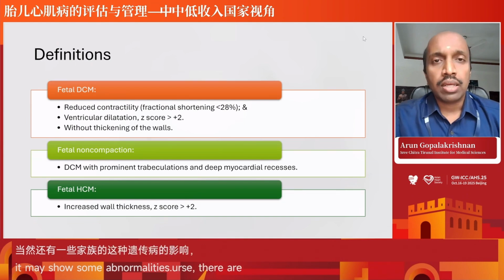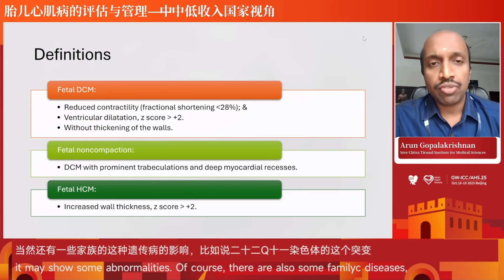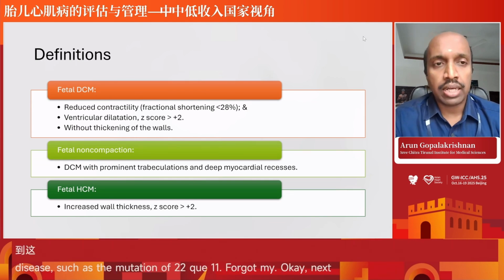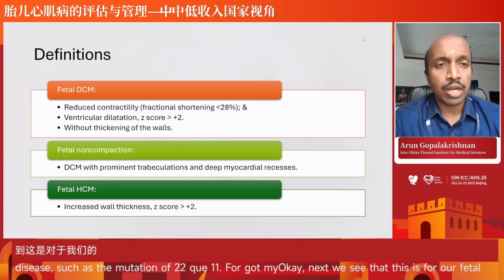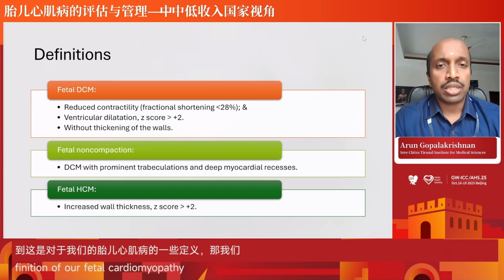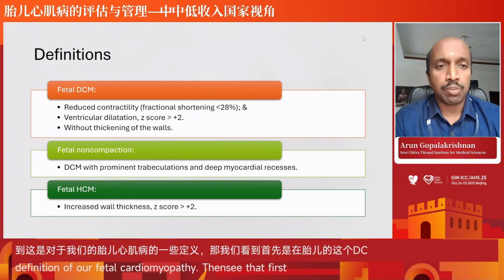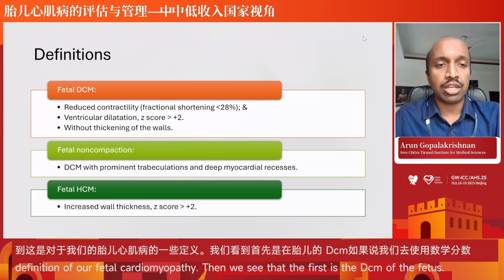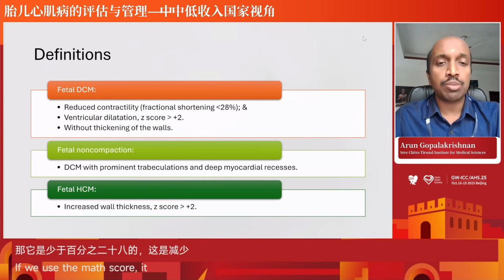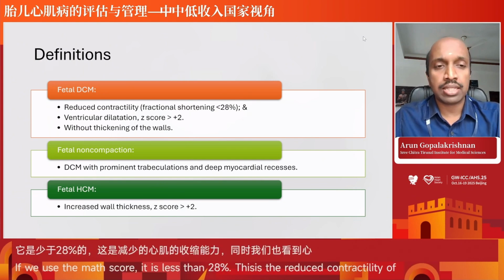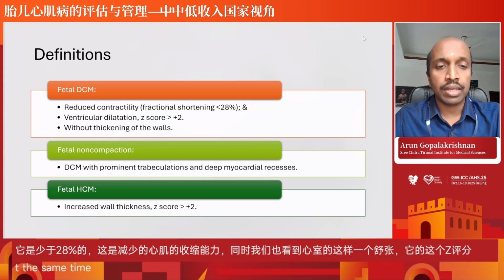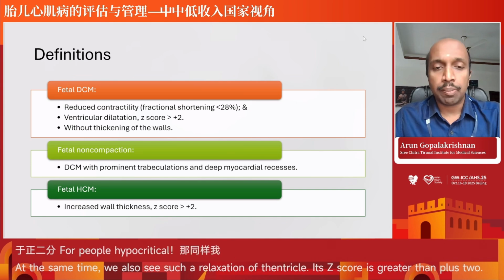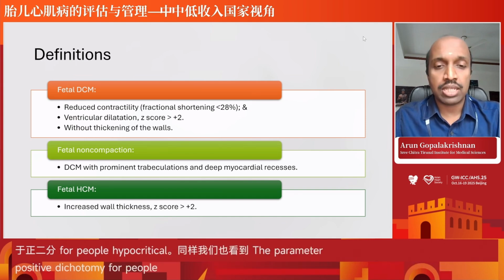So, some of the definitions for cardiomyopathies in fetal life differ compared to that seen in postnatal life and thereafter. Fetal dilated cardiomyopathy is diagnosed by using a fractional shortening definition of less than 28% with ventricular dilatation Z-score more than +2 without thickening of the walls. And when this is associated with prominent trabeculations and deep myocardial recesses, we can diagnose fetal non-compaction. For fetal hypertrophic cardiomyopathy, again, the parameter uses increased wall thickness with a Z-score more than +2.